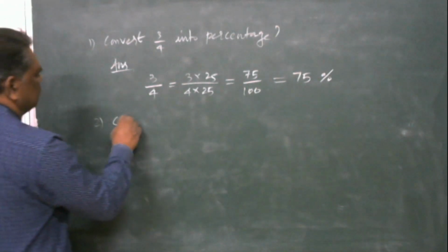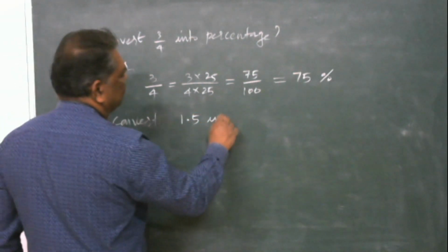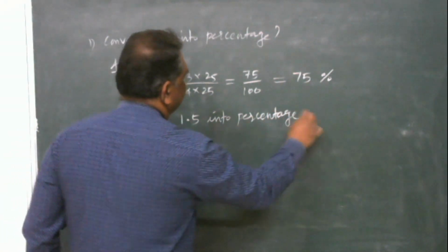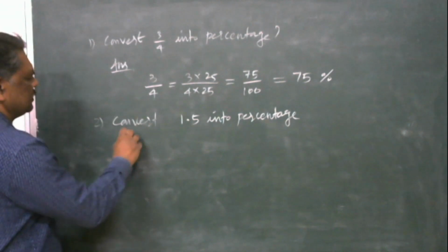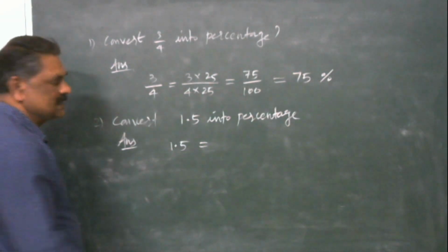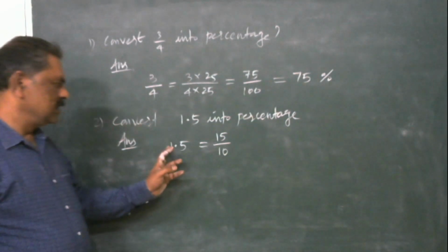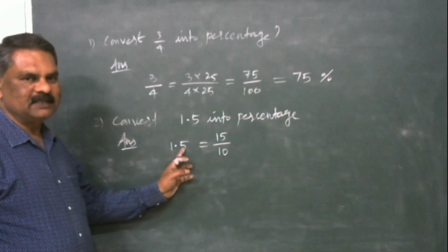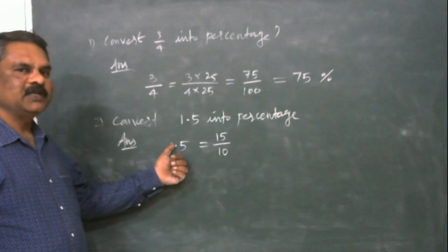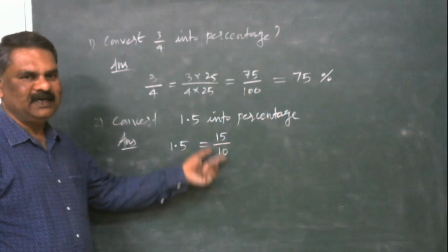Second one, convert the decimals. Maybe 1.5 into percentage. How do you convert 1.5 into percentage? Very simple. 1.5 is nothing but 15 tenths. This is the tenths place. 5 tenths are there. 1 unit is equal to 10 tenths. Here 5 tenths are there. Totally 15 tenths.